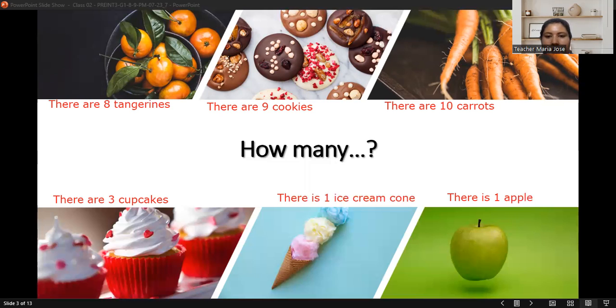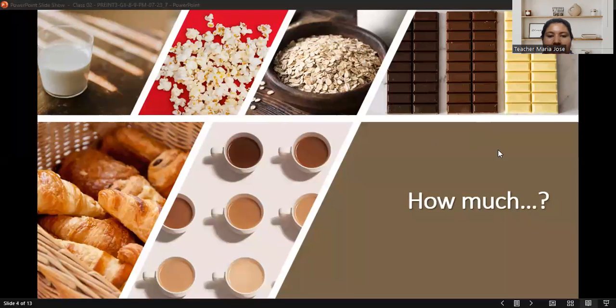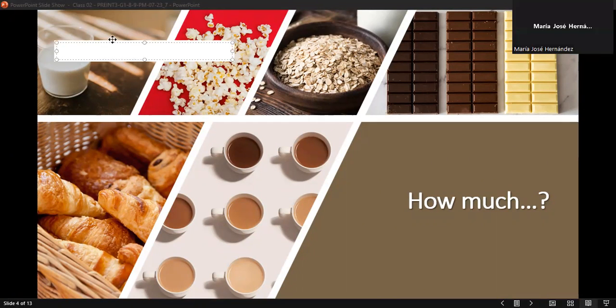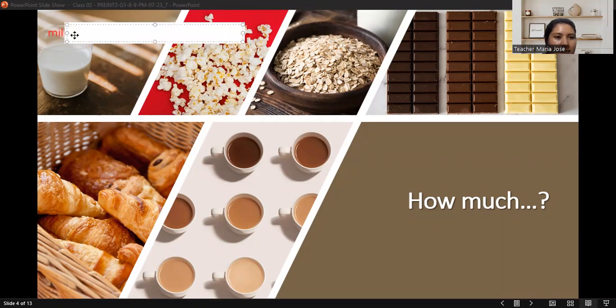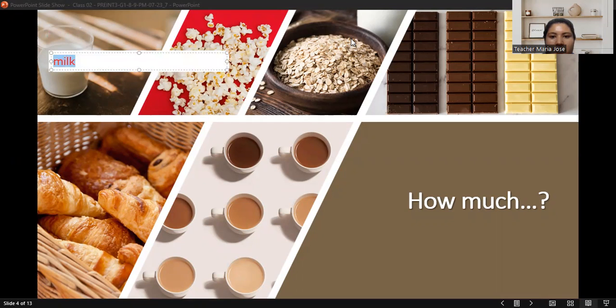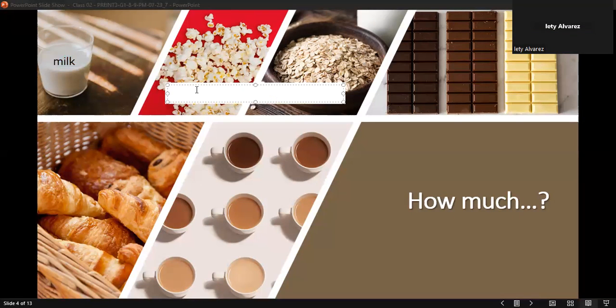Okay, sorry, I was just saving the information so we can continue. Okay, very good. Now, in the other one, let's check more vocabulary, okay? What is the picture number 1? Milk. Okay, a glass of milk. To be more specific, it is a glass of milk, but we can say only milk. What about the picture number 2? Popcorn. Excellent.